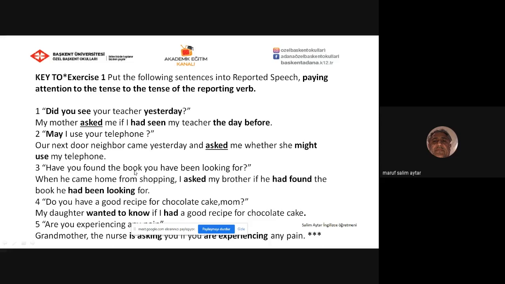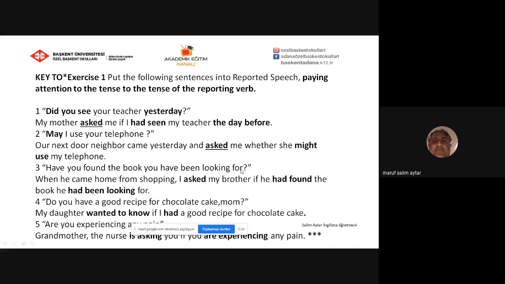Have you found the book you've been looking for? When he came home from shopping, I asked my brother if he had found the book he'd been looking for. Do you have a good recipe for chocolate cake, Mom? My daughter wanted to know if I had a good recipe for chocolate cake.